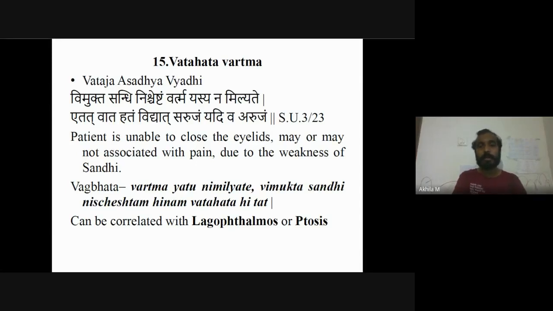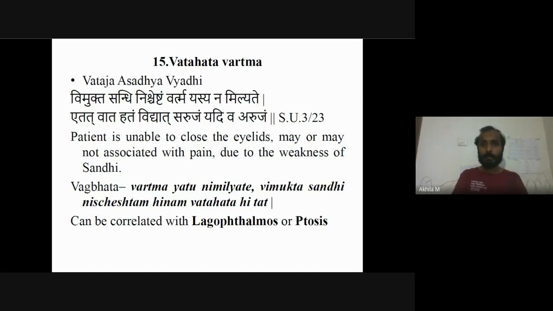The patient cannot close the eye properly. Vartma nischeshtam: the sandhi, the vartma or eyelid, is devoid of movements because of the vitiated vata. The vata is vitiated and that is causing the disease. This is a vataja asadhya vyadhi. Vartma yetu nimilide, vimukta sandhi nischeshtam heenam vatahatam hitam. This is how Acharya Vagbhata describes vatahata vartma, and Sushruta also described it as a vataja asadhya vyadhi.